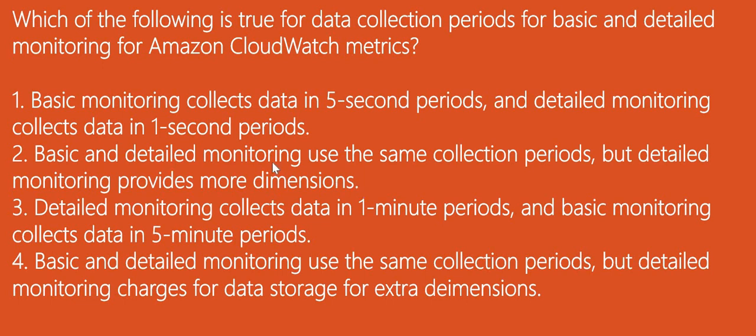So if you go for basic and detailed monitoring, both have different collection periods. So option 2 is incorrect. Third: detailed monitoring collects data in 1-minute periods, and basic monitoring collects data in 5-minute periods. So first and third are almost similar. The difference is seconds and minutes. That could be the possible answer for either first or third. Now the fourth is basic and detailed monitoring use the same collection period. That is also not true, but detailed monitoring charges for data storage for extra dimensions. So fourth is also wrong.